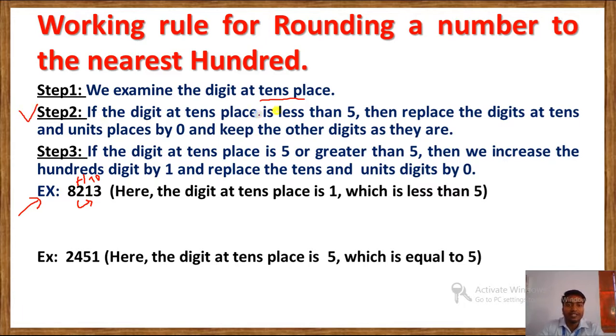If the digit at the tens place is less than 5, then replace the digits at the tens place and unit place by 0. That means this is the tens place here and this is the unit place here, so here we will give 0, here also we will give 0, and keep the other digits as they are. That means 8 and 2 will be the same. This is how we can find out the round off of this number.